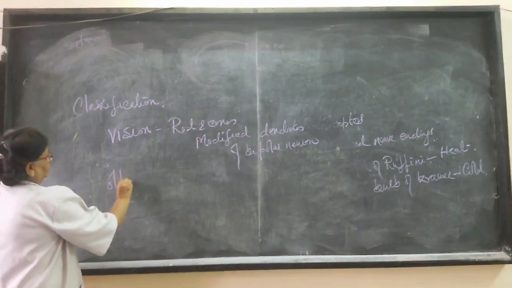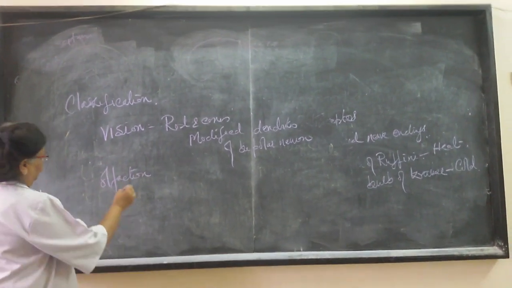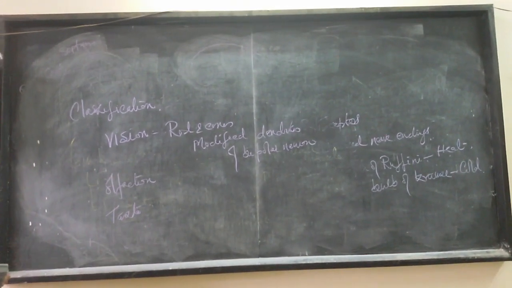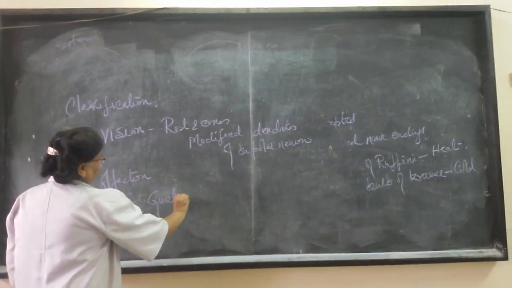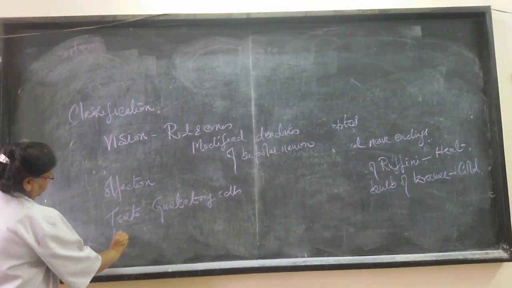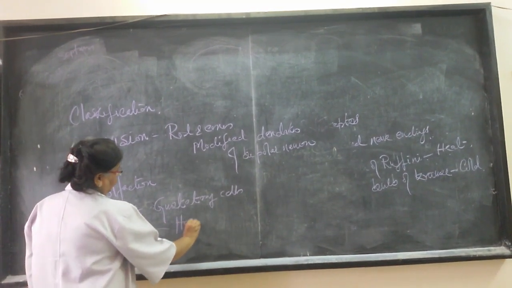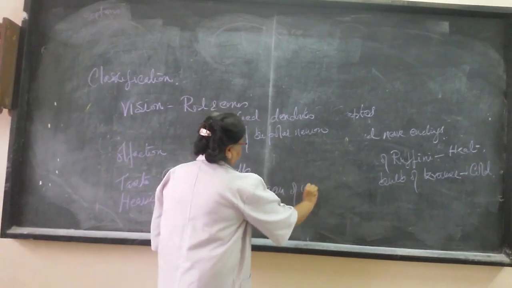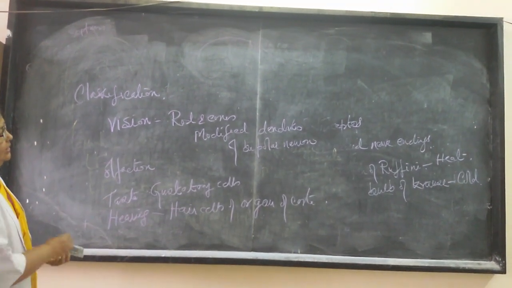For olfaction, the olfactory neurons, which are modified neurons. For taste, the gustatory cells, which are modified epithelial cells. And for hearing, the hair cells of the organ of Corti. These are various types of receptors related to the special sensations.